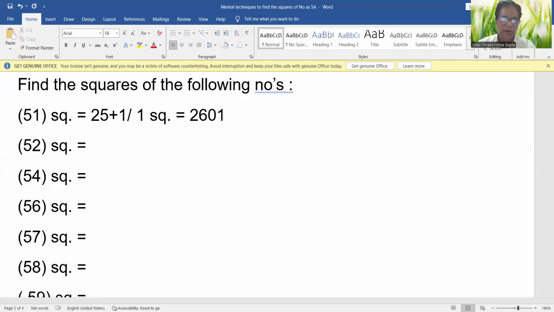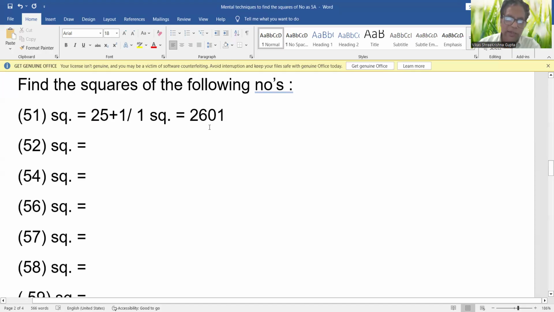I put a 0 before 1 because I always write this as a double digit number. So I write the number as 2601. In the same way, for 52 square, I will write 04. For 53 square, I have to write 09. Right? So in this way, you can calculate all these squares.